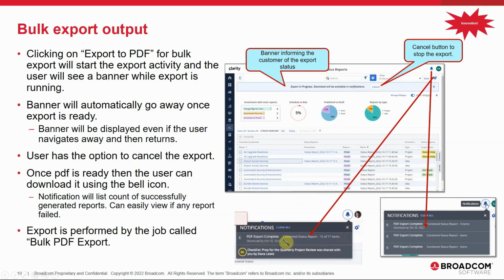The export is performed using a job behind the scenes, and the job name is called bulk PDF export. So in a situation like this where 15 out of 17 were successful, the administrators can review the job, and in that job it'll list specifically which two reports failed and possibly why. So that's where the job becomes important, and the administrator can easily review that.